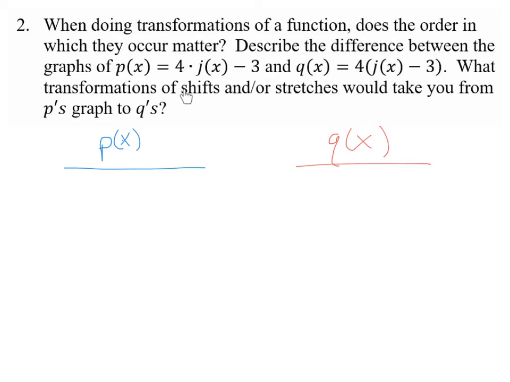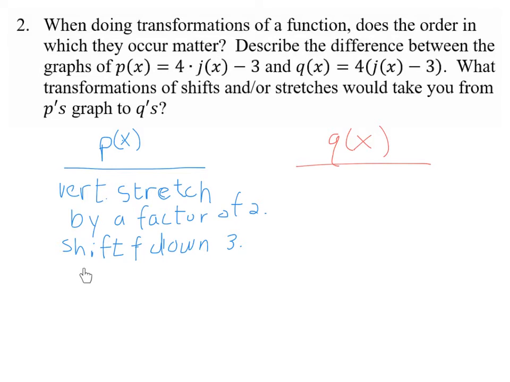Hopefully you're recognizing that there is a vertical stretch by a factor of 4 and a vertical shift, looks like down 3, and that's occurring in both. But what is the order in which they happen? I just wanted to list what those transformations are for p of x and then q of x. Why don't you pause the video and give that a shot, and then check and see if you got what I got. See if this is what you got.